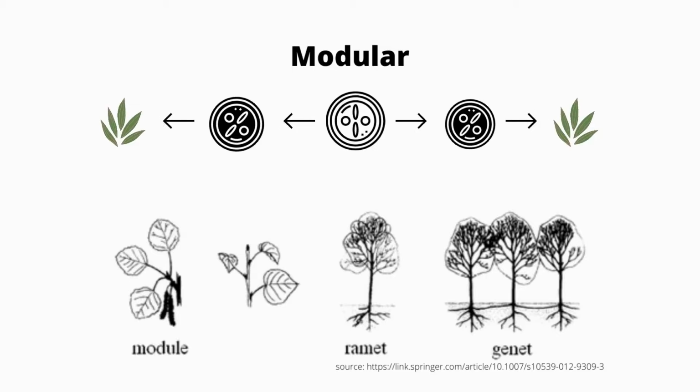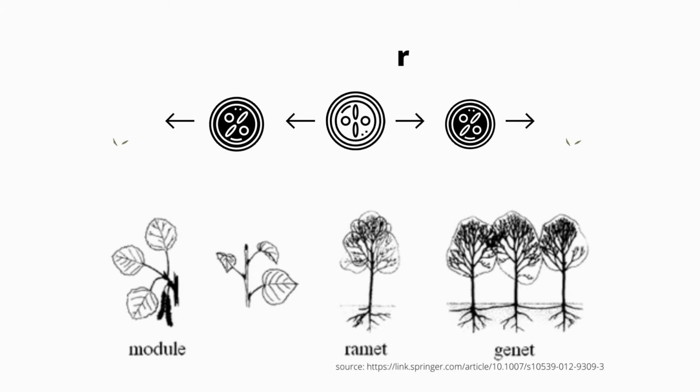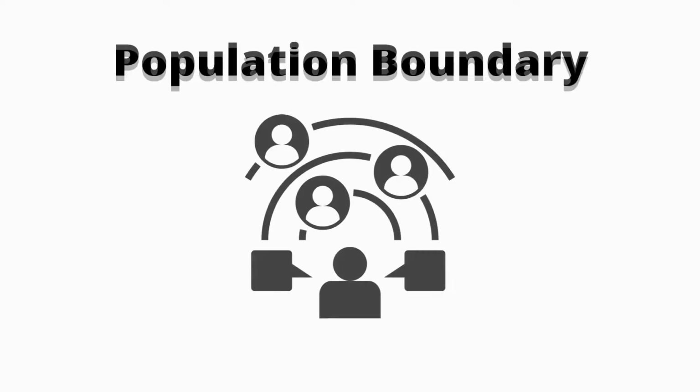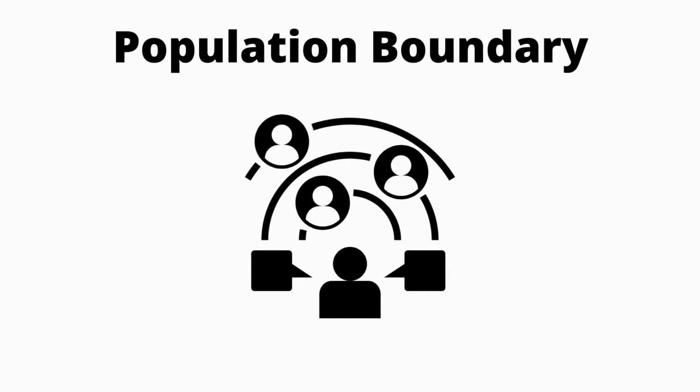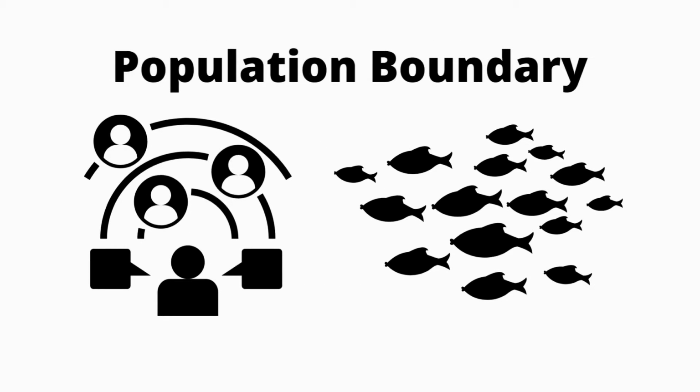Modular populations can be further divided into ramets and genets based on their ability to grow independently of their parents. A population's boundary can be defined arbitrarily. An example of this is the political structure of humans, or it can be defined through distinct herds. An example is a school of fish in the ocean.